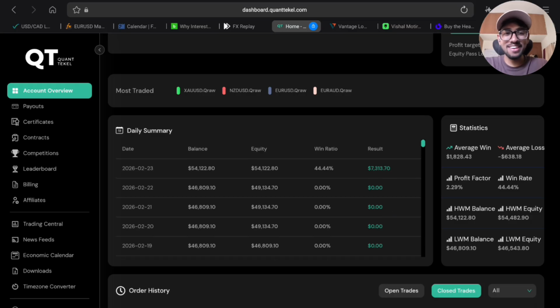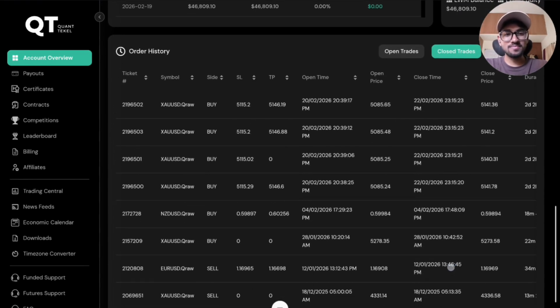So my last trade is $7,000. I basically made back the entire drawdown and made the profit target in just one trade. And I'll tell you how I did it, right?